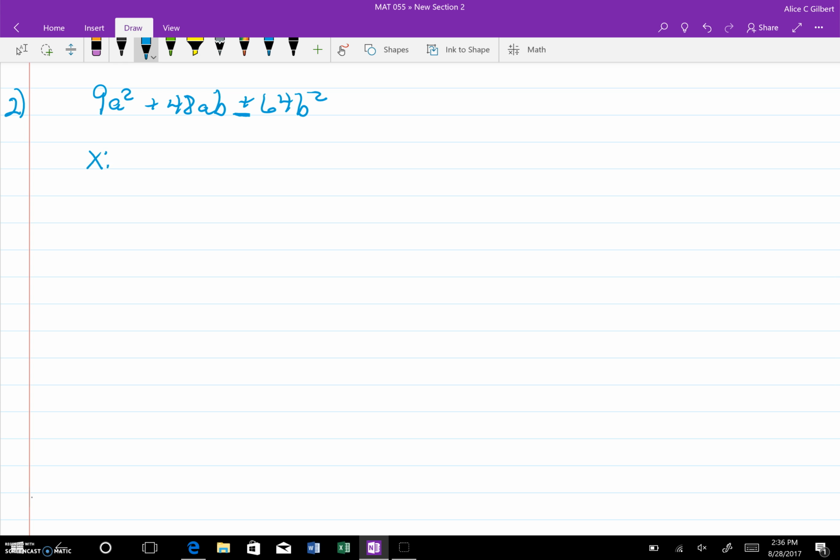So if this is a perfect square trinomial, can I get an even square root of 9a squared? Well, that would be 3a. Can I get an even square root of 64b squared? Well, that would be 8b. Then I need to check my middle term. 2 times x, my x is 3a, times y, my y is 8b. So 2 times 3 is 6, and 6 times 8 is 48, and a times b is ab, and indeed, that is what our middle term is. So this is a perfect square trinomial.